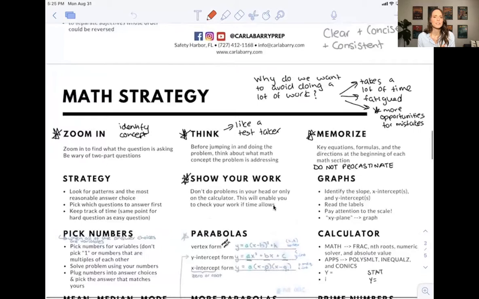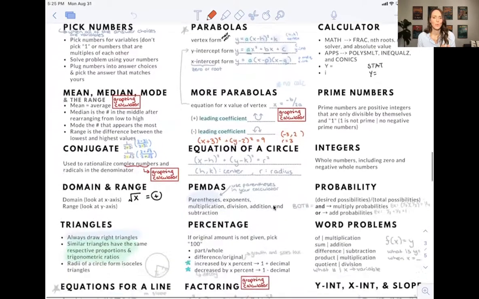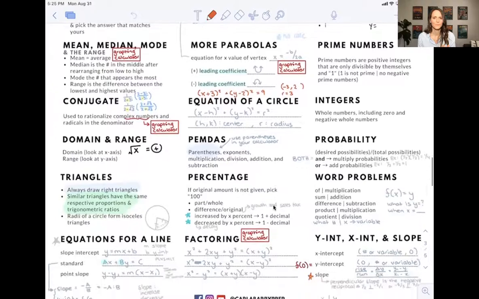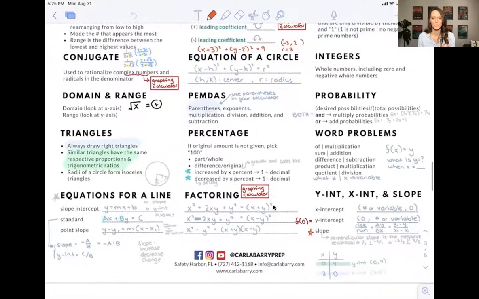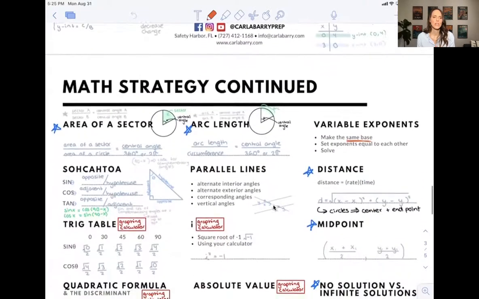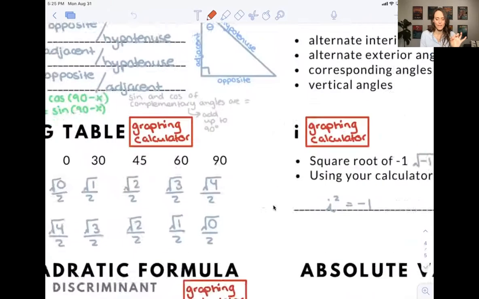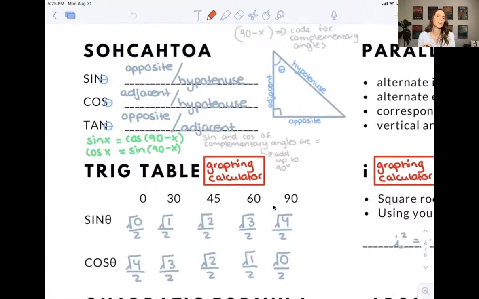And I already mentioned you need to know the parabola equations, the equation of a circle. You should be familiar with triangles, equations for a line, factoring, the y-intercept, the x-intercept, and the slope. Area of a sector and arc length pop up all the time on the SAT. SOHCAHTOA, that's basically the only trig that you need to know for the SAT.